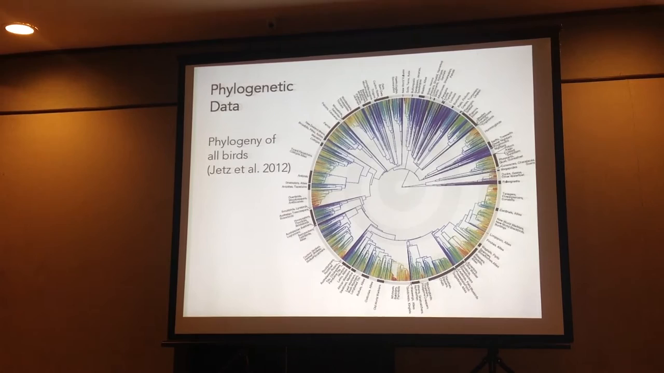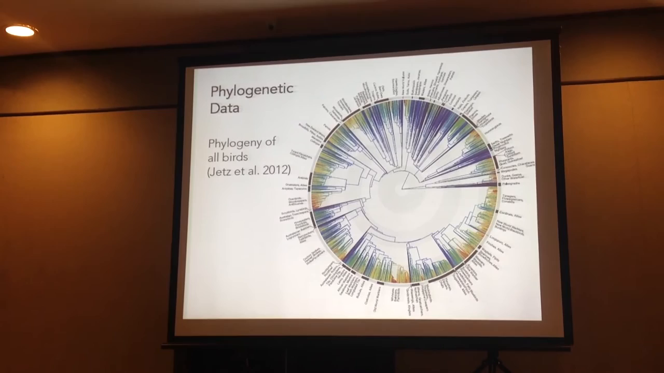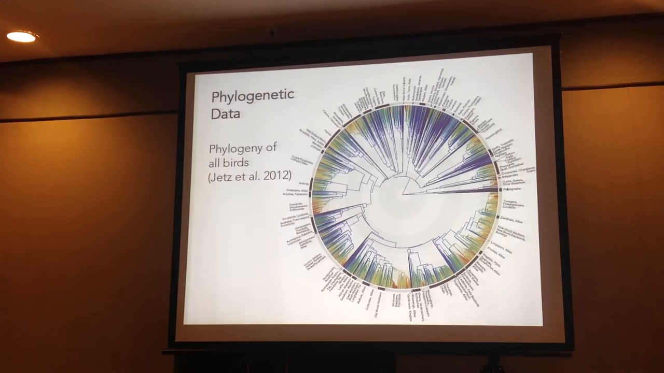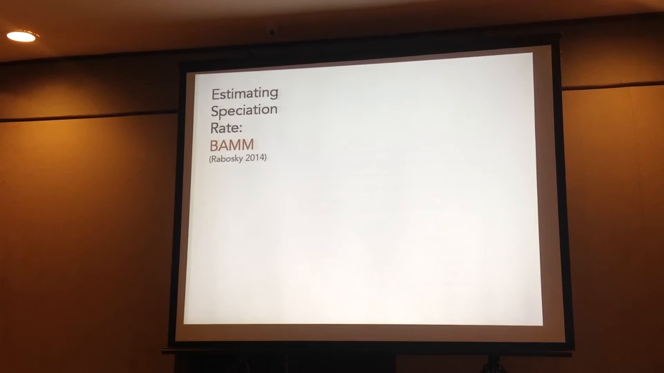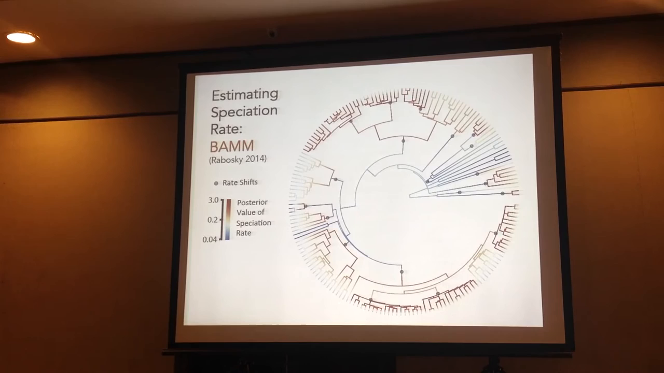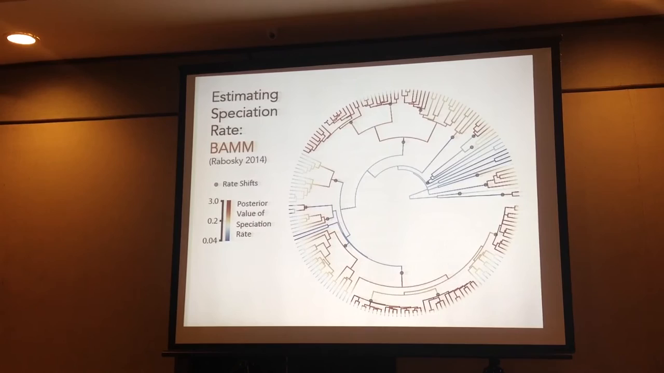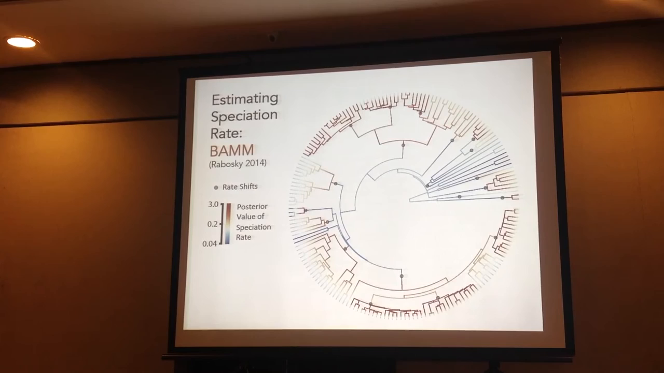So for our phylogenetic data for estimating speciation rate, we use this phylogeny of all birds from Jetz and colleagues. It's the only available time-calibrated ultrametric tree of all birds. And we analyzed this phylogenetic data and estimated speciation rates using a program called BAMM, which you might have heard about in previous talks. BAMM is a reversible jump Markov chain Monte Carlo method for estimating the number of rate shifts in a phylogeny in a Bayesian framework. And you can use the posterior distribution of speciation rates from BAMM to estimate the mean rate of speciation along any point on any branch in the tree, including the tips, which represent our study species.